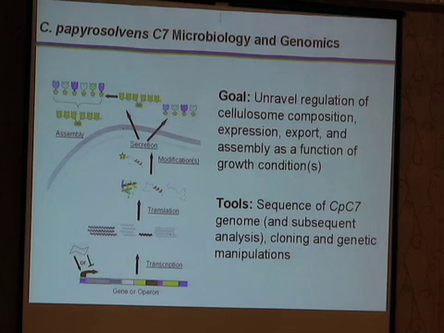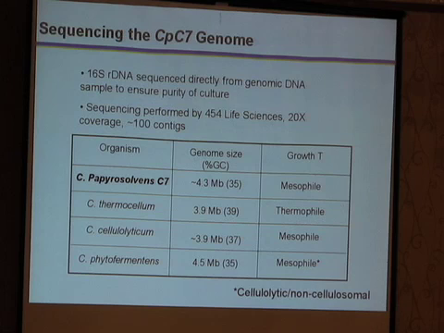So where we are right now is these are very complicated systems, which you'll see in a minute, and if we want to dissect these Swiss Army knives, we need to understand the regulation of how these cellulosomes are expressed, exported, and assembled under different growth conditions. And so our first thing that we needed to do was to sequence the genome and analyze that so that we could begin to understand the regulatory network in the bacteria. So we had the sequence performed by 454 Life Sciences, and we verified the sequence of the 16S ribosomal DNA directly from the genomic DNA prior to sequencing, because we don't have a really good selection from this wild isolate and how to keep the culture pure. And so we wanted to verify that we're actually going to get the sequence of the organism we wanted. So that's why we did the 16S sequencing first.